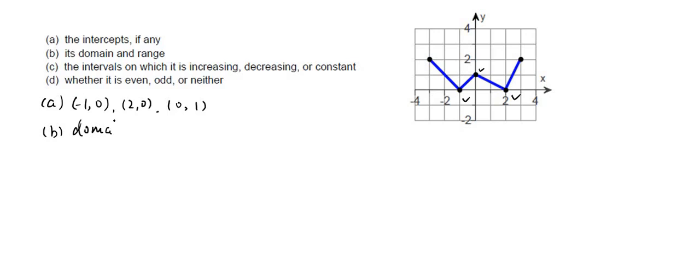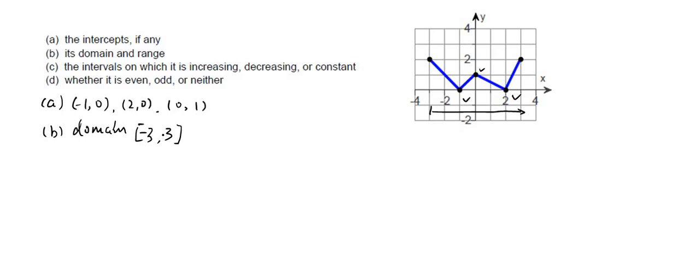B, domain. Domain is about x values, so we can draw an arrow from left to right. We try to find the smallest x value and the largest x value. The curve starts at this point, so the smallest x value is -3. The curve stops at this point, so the largest x value should be 3.